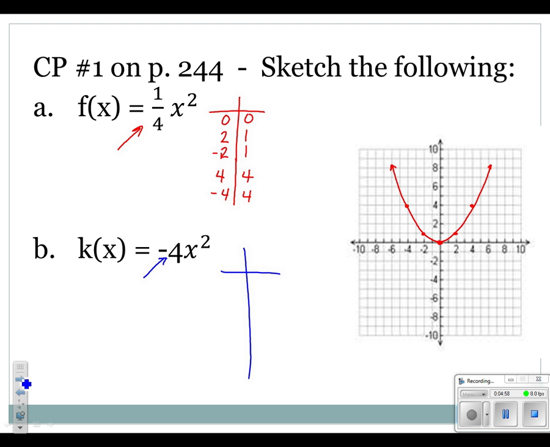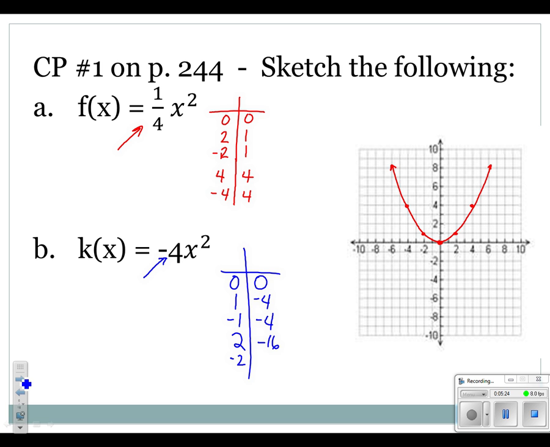Pick a few values for this one. If I plug in a 0, I'm going to get out a 0. If I plug in, and I'm going to keep my numbers as small as I can here because they're going to grow fast, if I put in a 1, 1 squared times negative 4 is negative 4. A negative 1 squared is also 1, times negative 4 will give me a negative 4. Now even if I go to 2, 2 squared is 4 times negative 4 is negative 16.